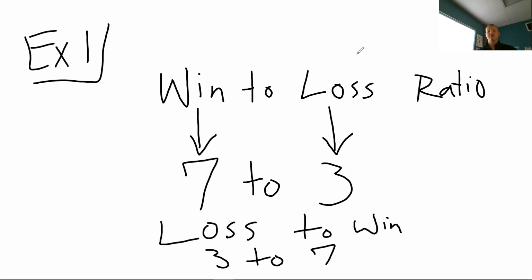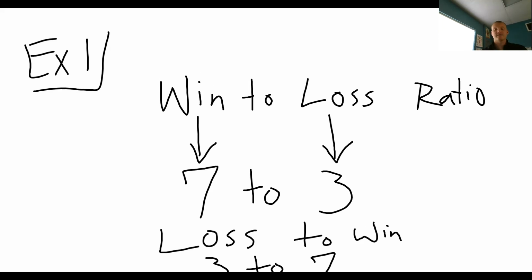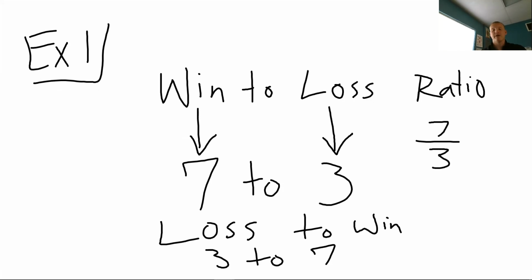No, not always. You do it how they asked you. So in this case, you would write it as 7 to 3. That would be the win to loss ratio. The loss to win would be written like this, 3 to 7, and you just leave that. You're done with both of them. Okay?